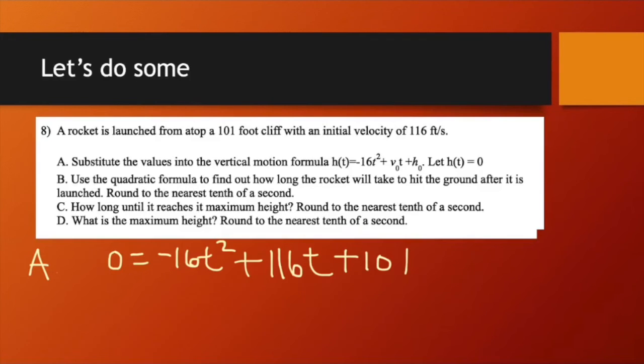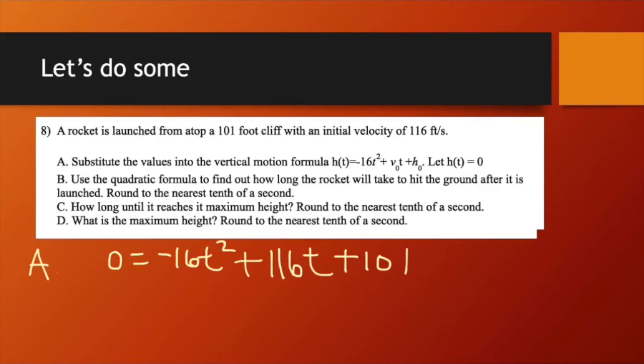Letter B. Use the quadratic formula to find out how long the rocket will take to hit the ground after it's launched. Why am I using the quadratic formula to do that? Because I'm going to solve for t. And I'm telling you not to worry about trying to factor it, and don't complete the square because that's long. I'm giving you a hint. We're solving for t, so we're going to use the quadratic formula. So what's A, what's B, what's C? Negative 16 is A. And B is 116. C is 101. All right.